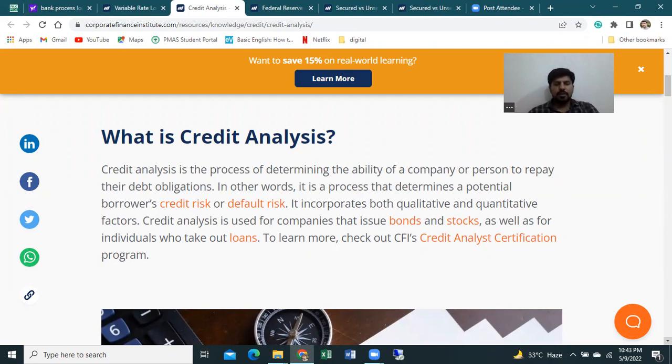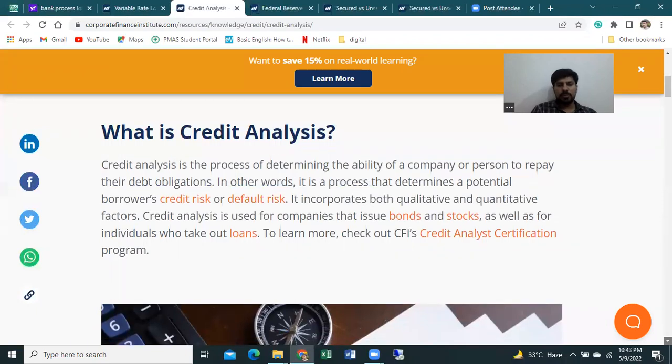Quantitative credit analysis applies to the company that issues the bond or the stocks, as well as the individuals who take out loans.